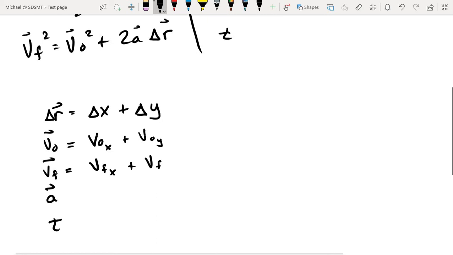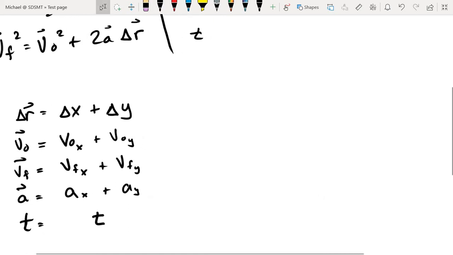Our final velocity vector could have x and y components. Our acceleration vector could have x and y components. The only thing that's not going to have components is time. Time is a scalar. But I'll just go ahead and put time right down here. That value is going to be shared between the x and the y directions, because as something moves through 2D space, it's going to be moving along the x-axis with the same amount of time as what we would move along the y-axis.